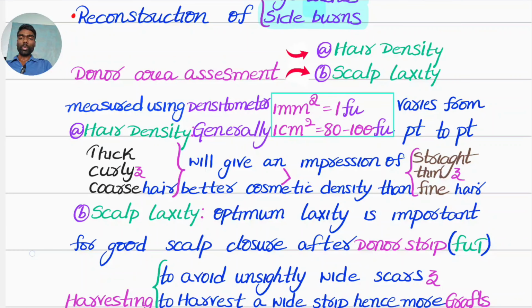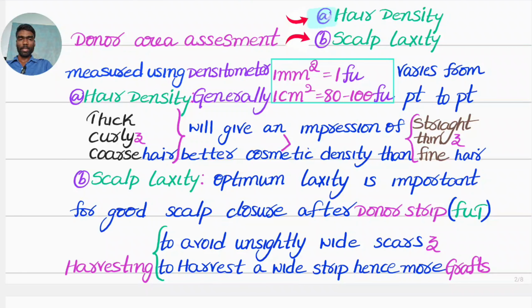How to assess the donor area? We have to assess hair density and scalp laxity. Hair density is measured using a densitometer. Generally, 1 mm square will contain 1 follicular unit. 1 centimeter square will contain 80 to 100 follicular units. It may vary from patient to patient. If donor hair is thick, curly and coarse, it will give an impression of better cosmetic density than straight, thin and fine donor hair.